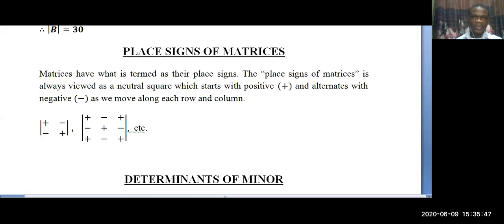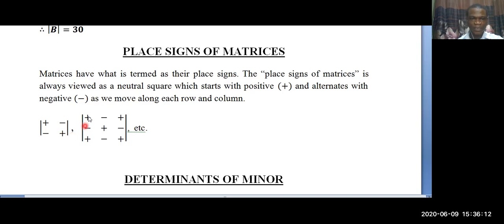So, for instance, when you look at this 2 by 2 place sign here, you discover that it started with plus, then along the row minus, then come down plus, then go here minus. If you start from here and go here, after plus, it is minus. So it should be well arranged.